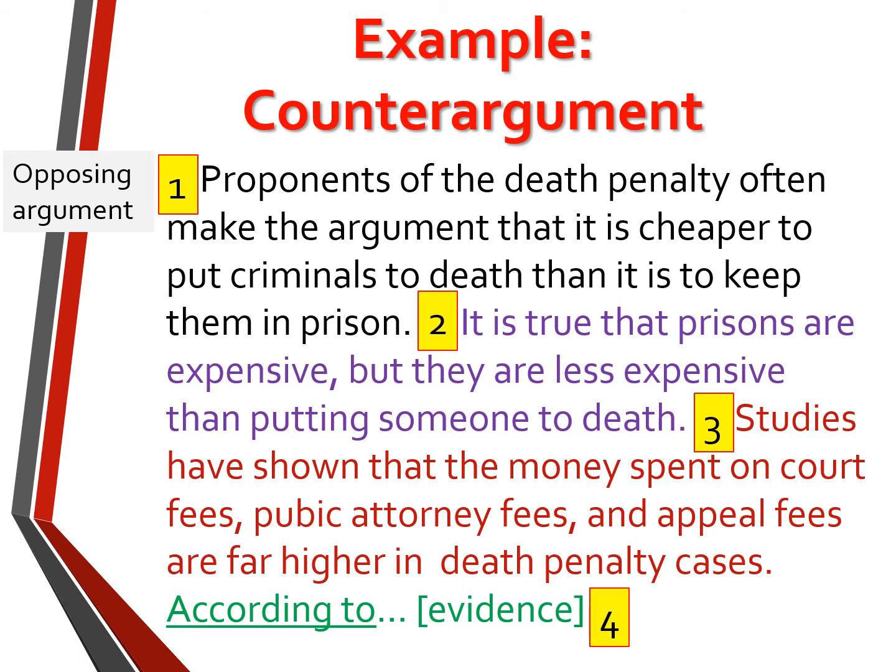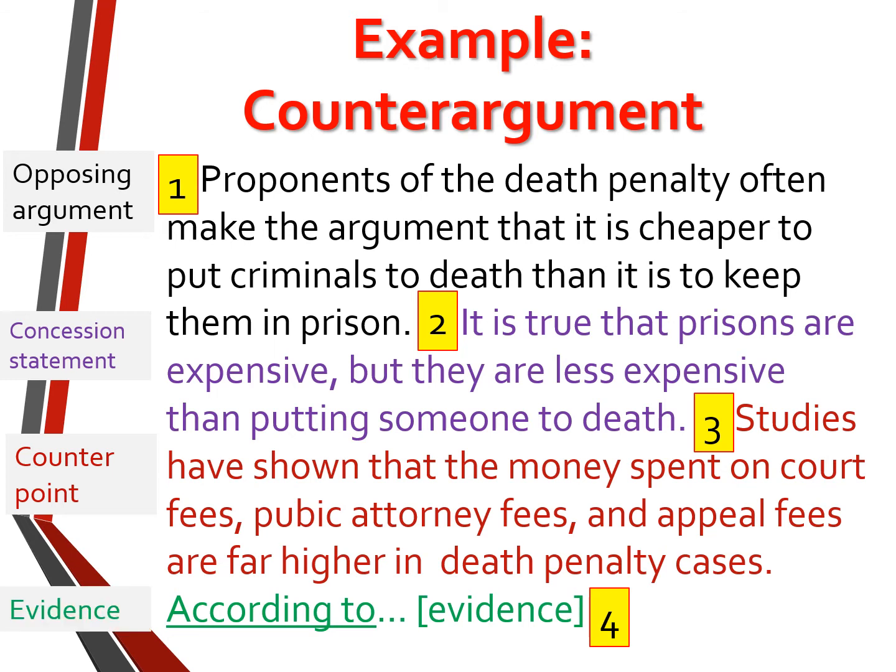The second step, it is true that prisons are expensive, but they are less expensive than putting someone to death. So the second step of the counterargument is to make a concession statement. How true is this statement, the opposing argument statement? The third step, studies have shown that the money spent on court fees, public attorney fees, and appeal fees are far higher in death penalty cases. So this is what we call a counterpoint. This is how I feel, my point. And then the fourth step is to give evidence that supports your counterpoint.